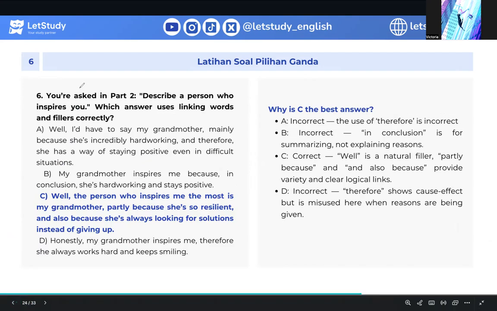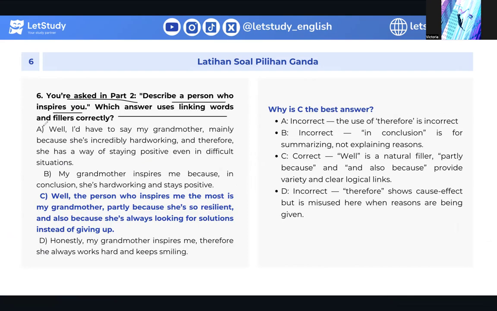Untuk nomor 6, you're asked in part 2, describe a person who inspires you. Which answer uses linking words and fillers correctly? A. Well, I have to say my grandmother, mainly because she's incredibly hardworking, and therefore she has a way of staying positive even in difficult situations. Now, the use of "therefore" here is incorrect because it's not a conclusion. Jadi, A itu salah.